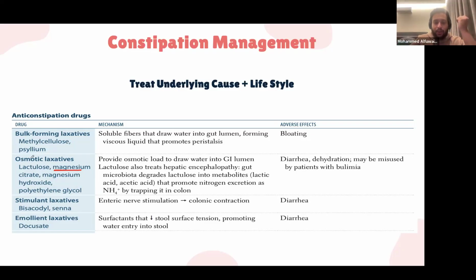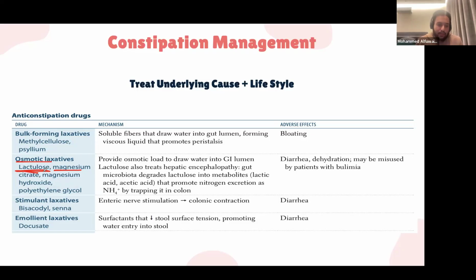Another important thing about the osmotic laxative is the mechanism of lactulose. Lactulose can be given in two scenarios. Someone with constipation and someone with what else? What's an important application of lactulose? Someone with liver disease, which is hepatic encephalopathy. Perfect, good. The mechanism of this in hepatic encephalopathy, I'll mention it, inshallah, in the liver session later on, okay?